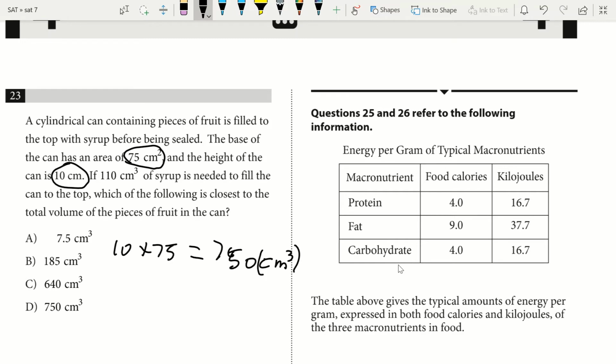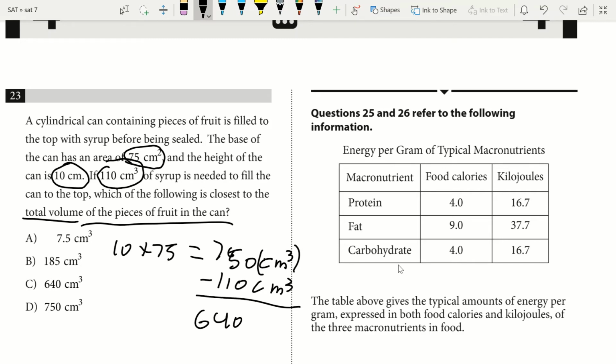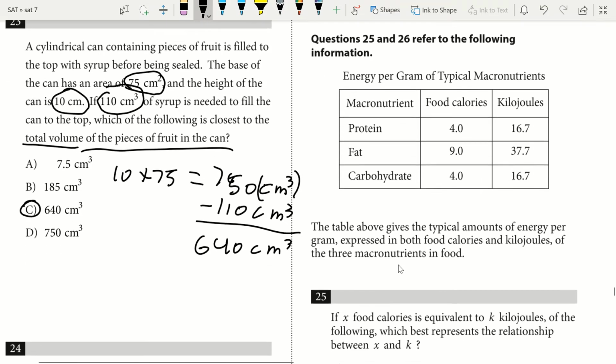Cubic centimeters. All right, and now I have 110 cubic centimeters of that is syrup, right? And the rest is going to be the volume of the pieces of fruit. So I take that 750, minus the volume of that is syrup, which is 110, and that's going to give me 640 cubic centimeters as the volume from fruit. So that's going to be answer choice C.